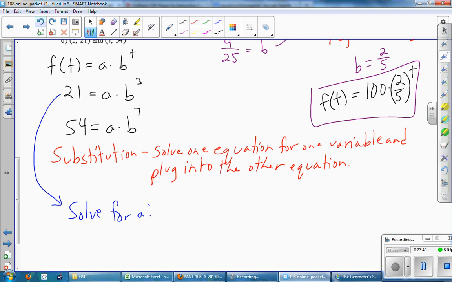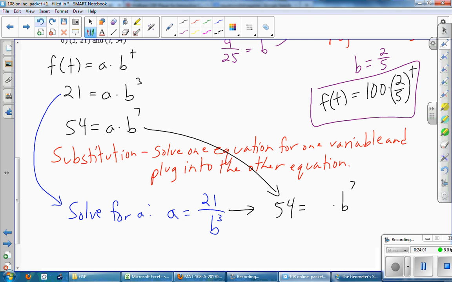Okay, so solve for A, and we get A is equal to 21 divided by B cubed. And then we're going to take that and plug it into the other equation. So this equation coupled with this new information. So 54 equals, I'm going to leave a space right there where the A used to be, and I'm going to copy the times B to the 7th.